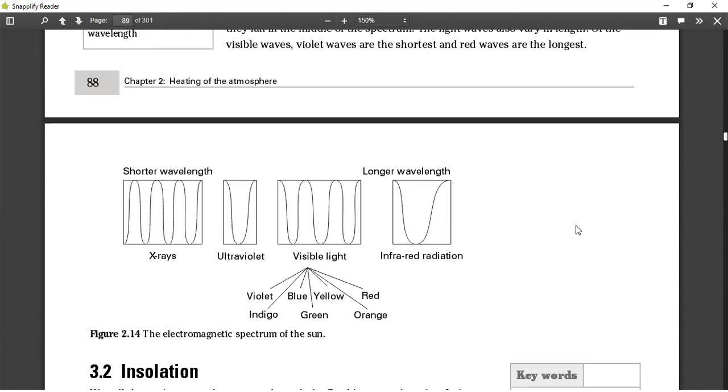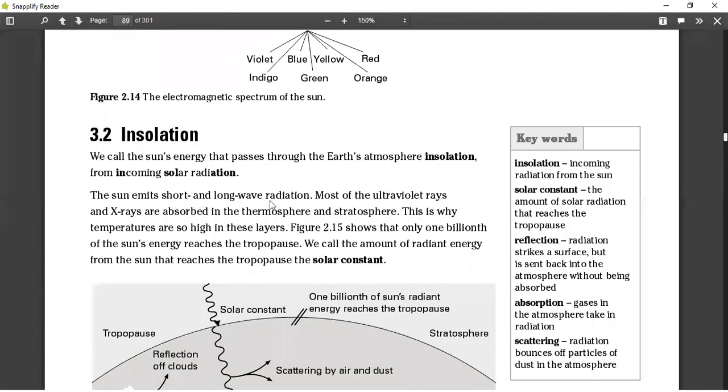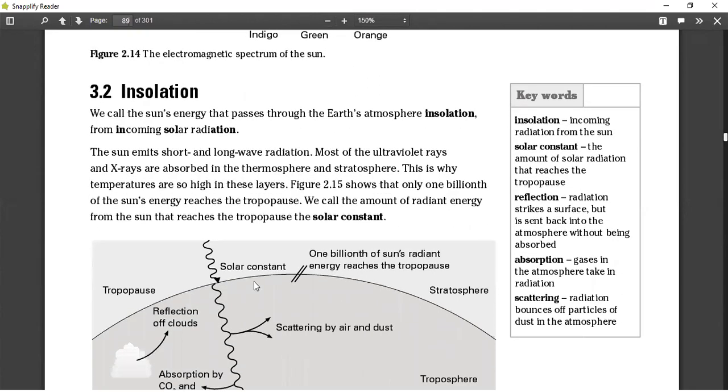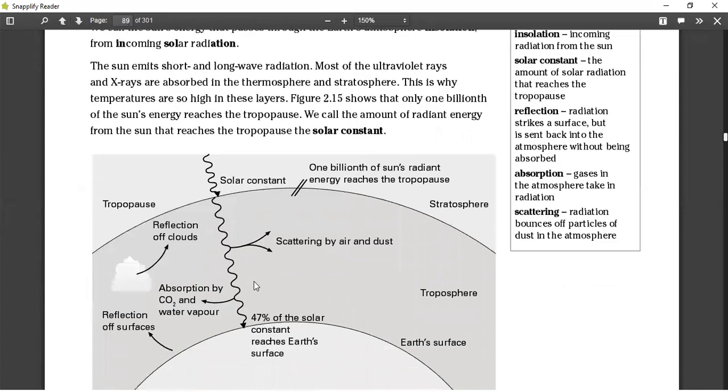Okay, and then there's the explanation right there. The sun emits short and long wave radiation. Most of the ultraviolet rays and X-rays are absorbed in the thermosphere and stratosphere. This is why temperatures are so high in these layers. Right, so we have insolation, which is one of the types of radiation that happens from the sun.